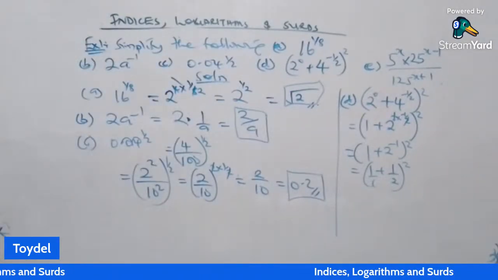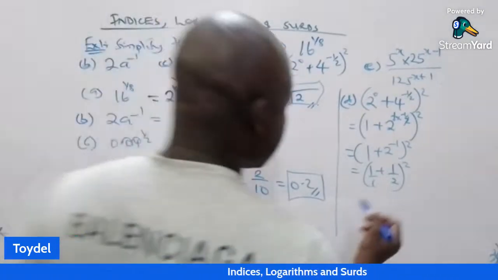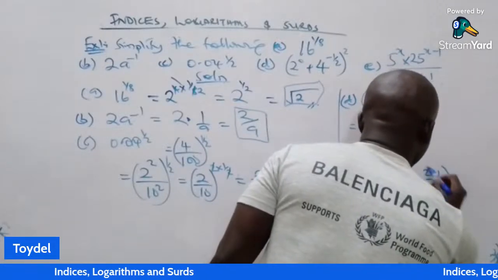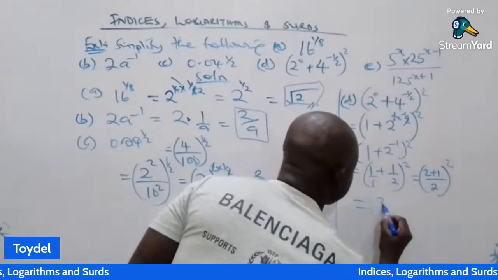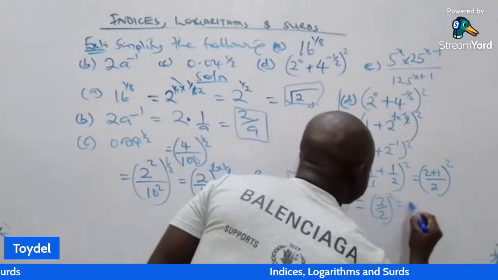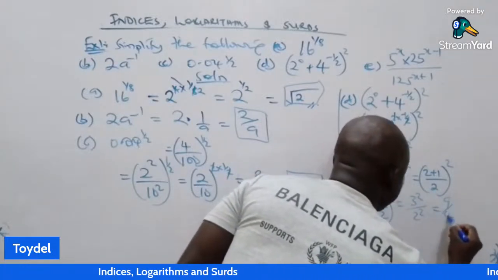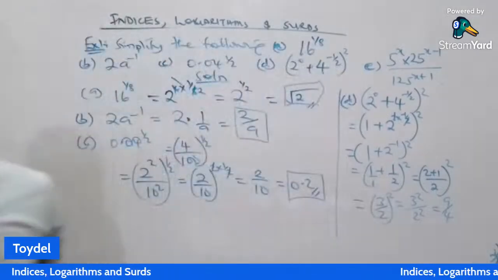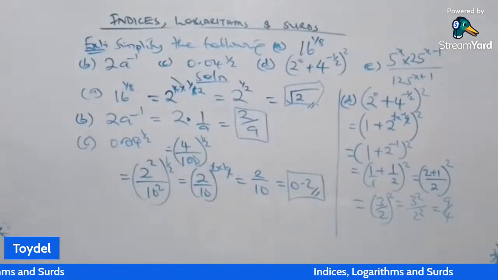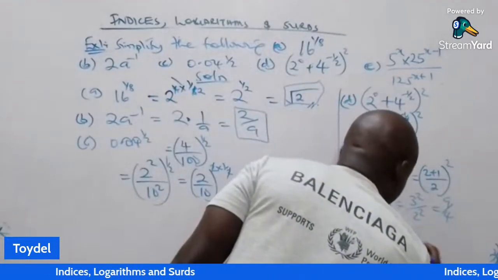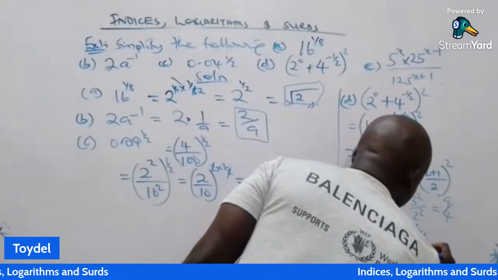Then if we find the LCM there, what do we get? If I find the LCM here, I'm going to get 2. That will be 2 plus 1 all over 2, all squared. At the end of the day, I'm going to have 3 all over 2, all squared. This is the same thing as 3 squared all over 2 squared. And at the end of the day, I'm going to have 9 all over 4 as my answer. This is an improper fraction. You can actually change it to a mixed number, 2 and 1 over 4, as the final answer.